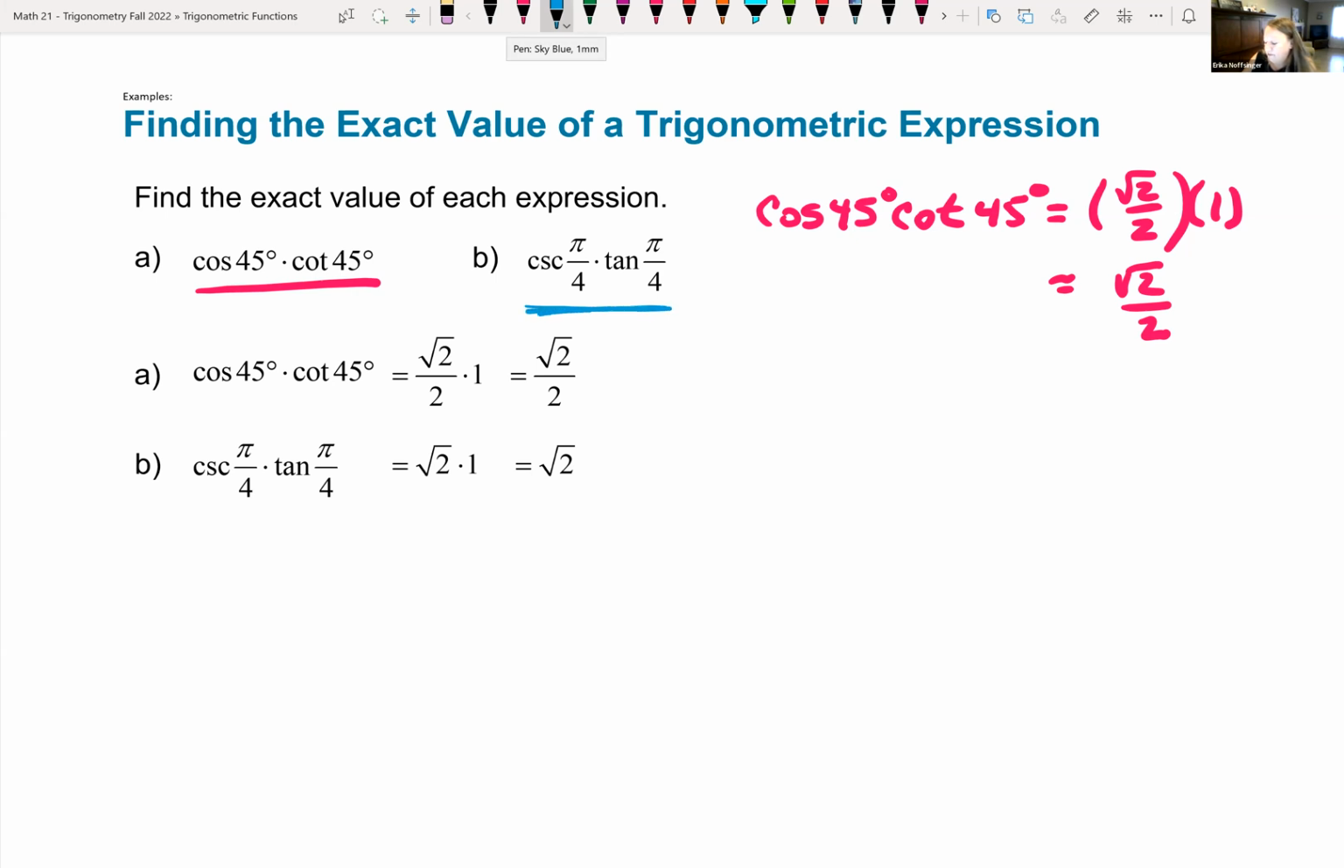So looking at B, we have cosecant of pi fourths times tangent of pi fourths. So cosecant of pi fourths, that was 1 over sine of pi fourths. We saw that that was root 2. All times tangent of pi fourths, which is 1. So we get that this is root 2.